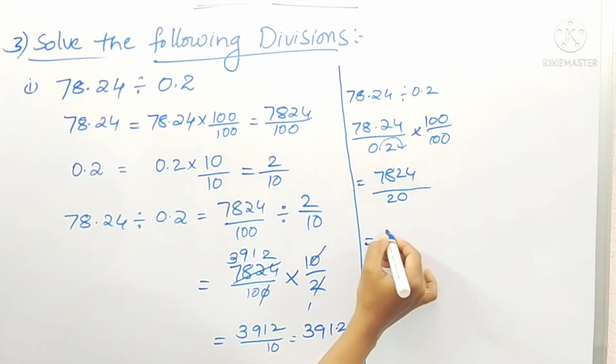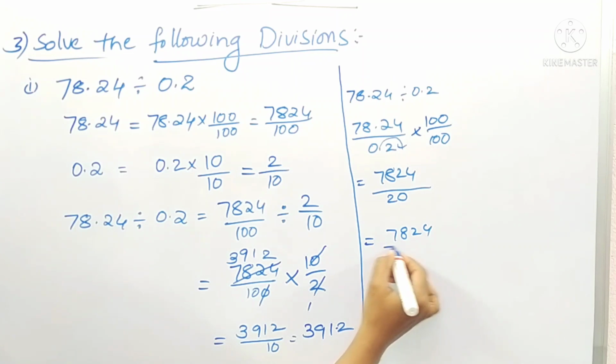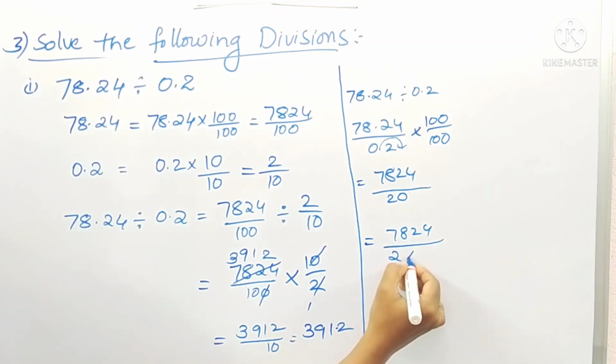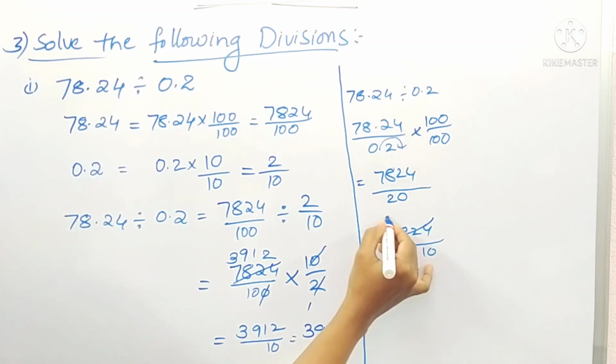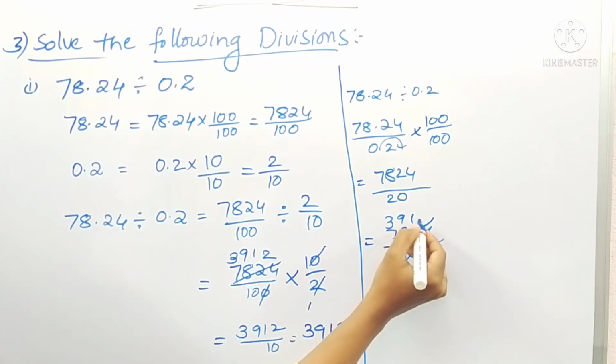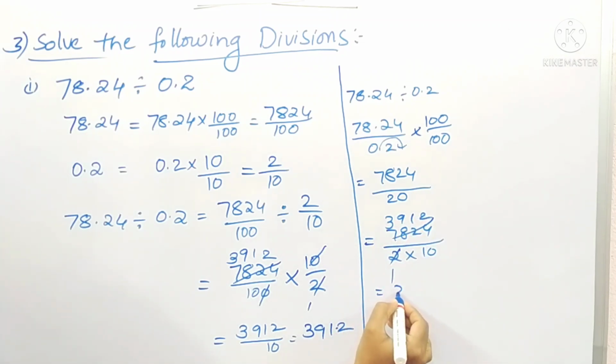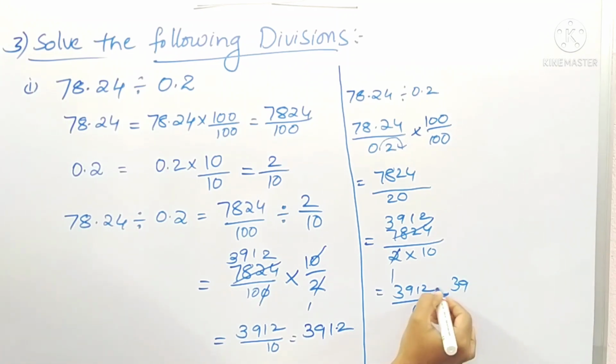So now 7824 by, I am writing 20 as 2 tens, just for simple calculation. So 2 3s, 2 9s, 2 1s, 2 2s. So similarly 3912 by 10, so that is 391.2. So whatever it is, you can do like this or like this. Next, our second one.